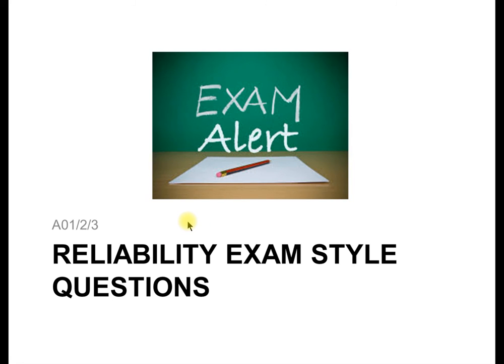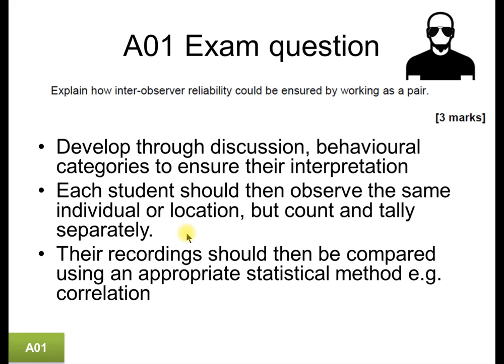Right, reliability exam-style questions. These can be quite nice questions to get. So, explain how inter-observer reliability could be ensured by working as a pair. This sort of question would normally be related to a scenario, and they've given you the key idea there, working as a pair. Obviously, there's going to be some communication occurring. They've told you it's inter-observer reliability, so you know it's an observation. All you have to do now is explain it.